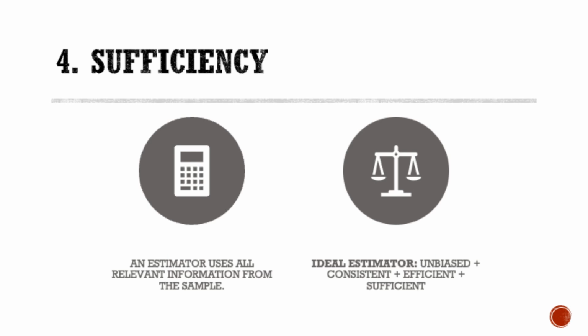Fourth, sufficiency. An estimator is sufficient if it uses all relevant information from the sample. The ideal estimator would be unbiased, consistent, efficient, and sufficient. In practice, we try to find estimators that satisfy as many of these properties as possible.